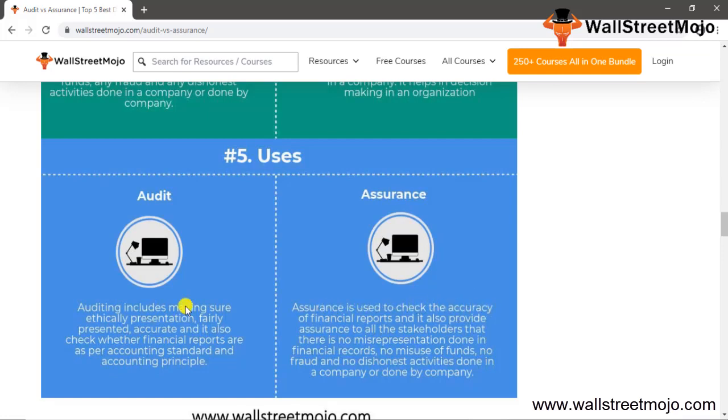Assurance is used to check the accuracy. Again, it's the same thing of the financial reports, and also provides the assurance to all the stakeholders that, okay, this is perfect. Stakeholders, I mean creditors, debtors, suppliers, the investors, banks, NBFCs, the VCs, any stakeholders, that there is no misrepresentation done in the financial records and no misuse of the funds, no fraud, no dishonest activities done in the company. So once you found out here, you make that kind of assurance that, okay, whatever has been shown is perfect. There's no problem in that. So we are good to go ahead on that.